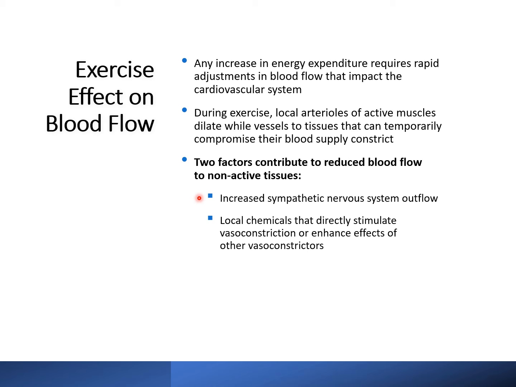We know that that's going to drive the system to get our active muscles working more and have our less important structures like the digestive system not work, right? Or have less blood flow at least. The second part is going to be the local chemicals that directly stimulate vasoconstriction, or vasoconstrictors. So if these systems like our digestive system don't need to be on, we want them to vasoconstrict, right? We don't need the blood flow to them. So there's going to be chemicals that allow that to happen so that they're not getting more blood flow than they need.